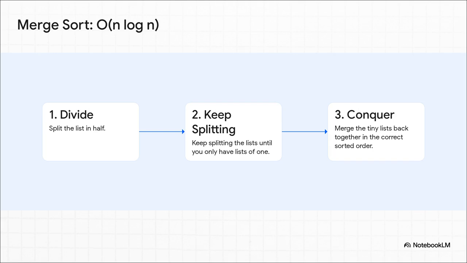Now, the big brain moment with merge sort is this. A list with only one item in it is, by definition, already sorted. So the algorithm just keeps splitting the list in half over and over until it's just a bunch of tiny lists with one item each. Then it conquers by cleverly merging those little sorted lists back together in the right order. This approach is unbelievably faster, running in what's called O of n log n time. It's how your phone can sort thousands of contacts in the blink of an eye.